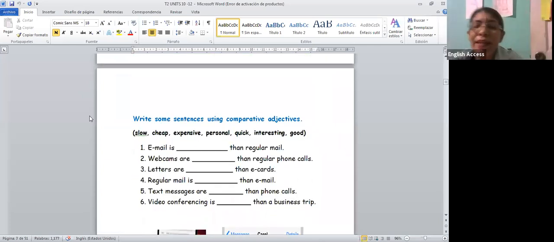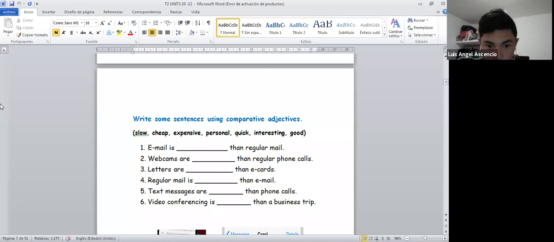Okay, so we have here another exercise. Here it says, write some sentences using comparative adjectives. Here you have the sentences and you have the adjectives: slow, cheap, expensive, personal, quick, interesting, and good. Okay, so once again, you're going to complete these sentences using your personal opinion. Okay, Luis? Okay, so let's begin. Email. Email is quicker than regular mail.